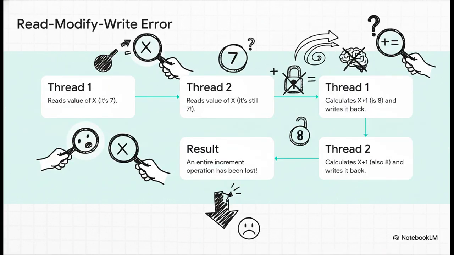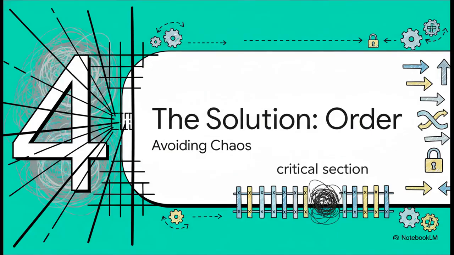And here's our old friends, the read, modify, write problem, broken down step by step. Thread 1 reads the value x and sees it's 7. But before it can do anything, thread 2 also reads x, and yep, it's still 7. Now both threads on their own calculate 7 plus 1, and they both get 8. Thread 1 writes 8 back. Then thread 2 writes 8 back. See the problem? We did 2 increments, but the answer is 8, not 9. And poof, a whole increment just disappeared. Gone.